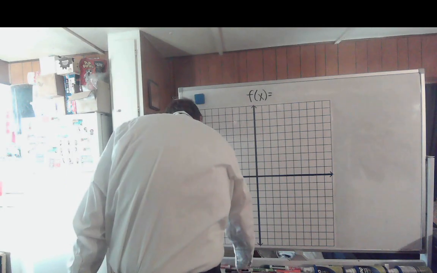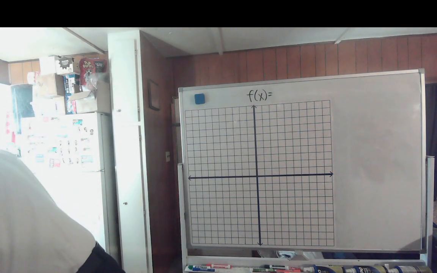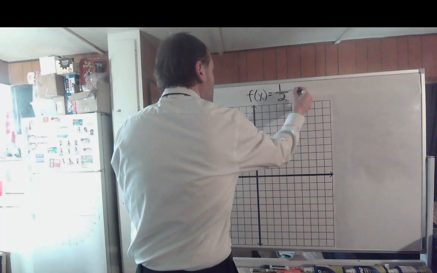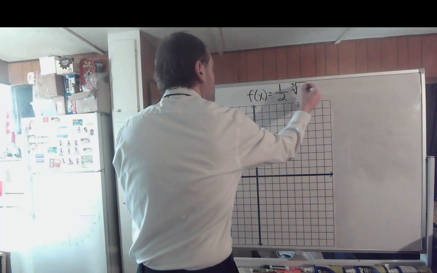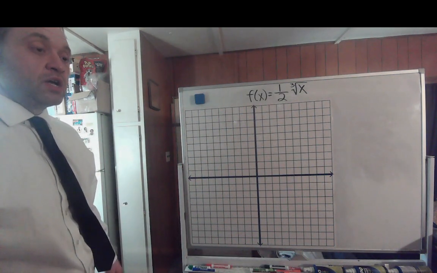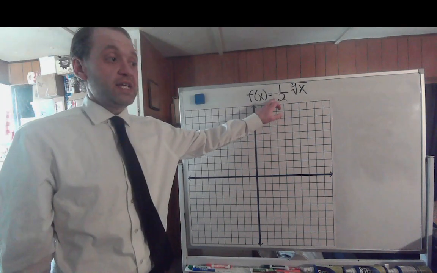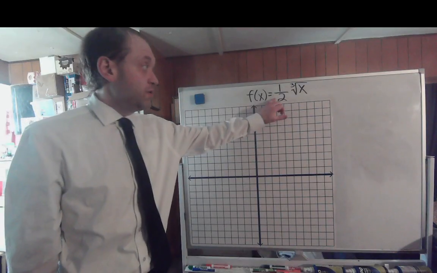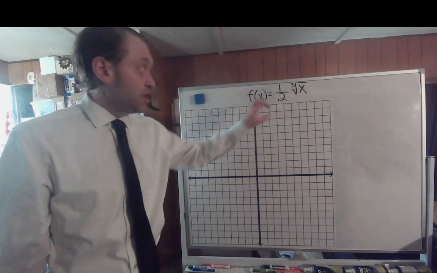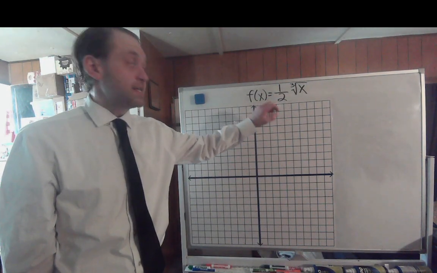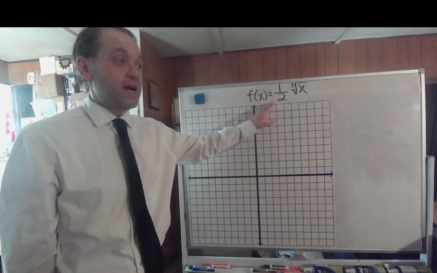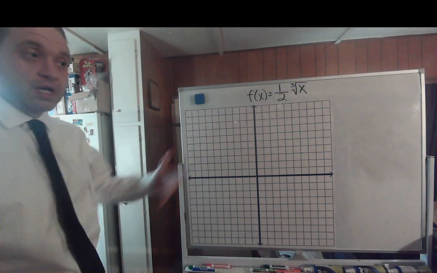Now, let's say we got something like half of the cube root of x. So I'm going to graph f of x equals half of the cube root of x. Well, this is true for all functions. If you have a coefficient outside of the radical, and that coefficient is greater than 0 but less than 1, that represents a vertical shrink. So this is shrunk by a factor of 2. It's half of what the normal cube root of x is.